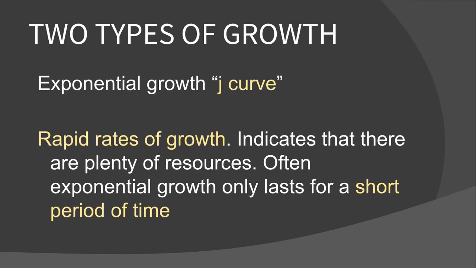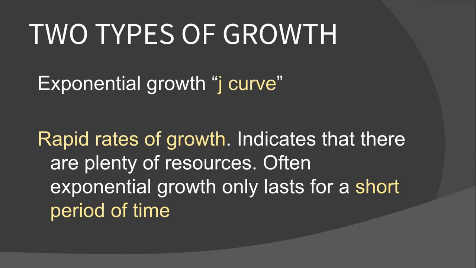All right. So now that we know that overall population is growing, let's talk about types of growth. So our first one is exponential. All right, exponential is called a J-curve, because that's what it looks like. You might have talked about exponents in math class, or exponential growth or exponential decay. Basically, you start off really small, and then the numbers get really, really big really quickly, and that's what happens here. There's rapid rates of growth, and that shows you that there are lots of resources.